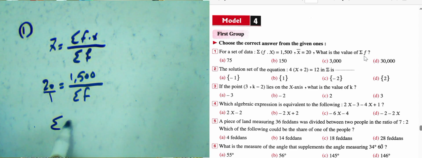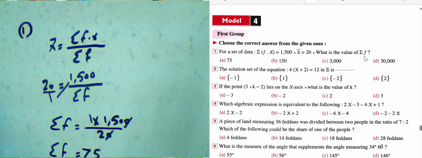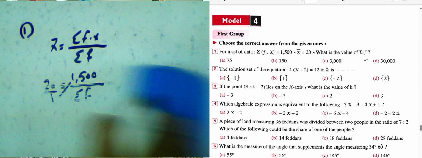We can write summation of f over 1 equals 1500 over 20. We must use the rule: the product of extremes equals the product of means. And then we can write 150 divided by 2 equals 75. Then summation of f will be 75. Choose letter A for question number 1.